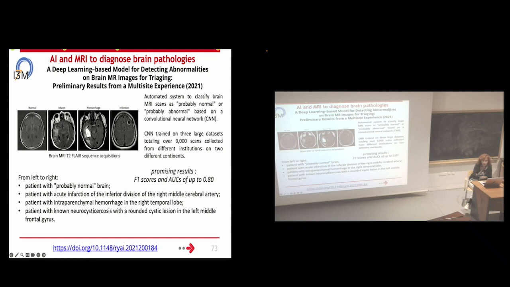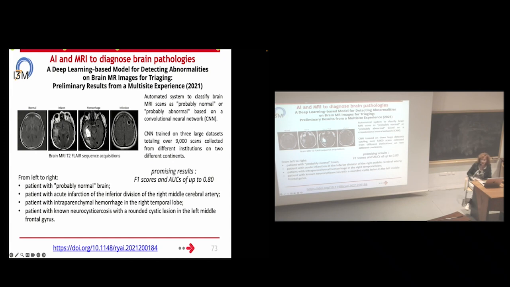And then the training database is formed with a lot of scans in MRI T2 FLAIR with normal brains and some abnormal brains with, as you can see there, infection, with hemorrhages, with tumors. And so the principle of the system is just to define which MRI T2 FLAIR images correspond to normal brain and which images correspond to abnormal brain with these varieties of pathologies.